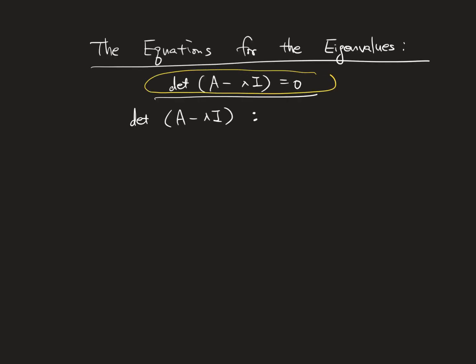We solve this characteristic equation. This is called the characteristic equation, to find the eigenvalue. And this polynomial is called the characteristic polynomial.